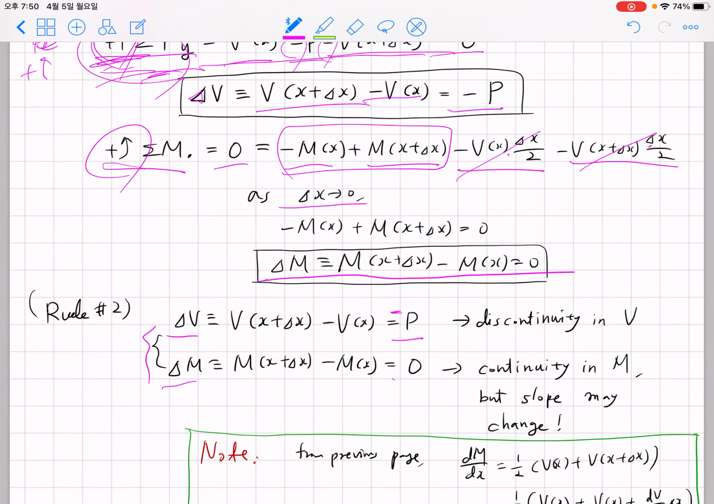Jump in moment must be 0. Okay, so in the presence of external point force P, you expect discontinuity in V and continuity in moment M. But continuity in moment M does not guarantee continuity in the slope of M.